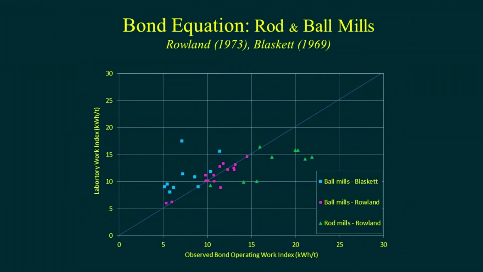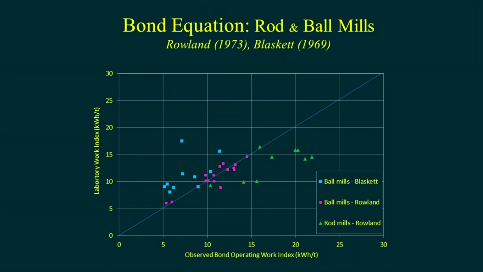All right, let's go back to rod and ball mills and the Bond equation. Roland was Bond's disciple way, way back. And after Bond passed away, after Bond got out of the business, Roland carried on his work, and Roland published quite a few papers. Roland published a lot of data, and so did a guy called Blaskett back in 1969. And that's all their data, observed versus predicted.